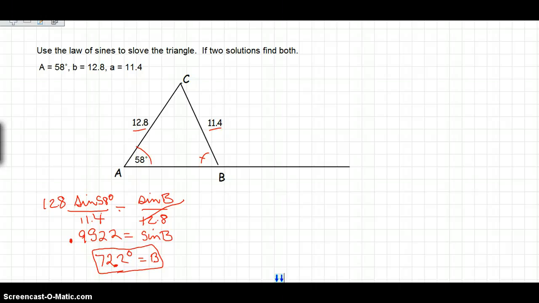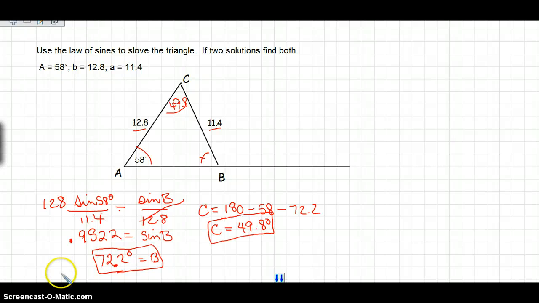Now that I have angle A and B, I can find angle C by subtracting both from 180, which gives me 49.8 for angle C.